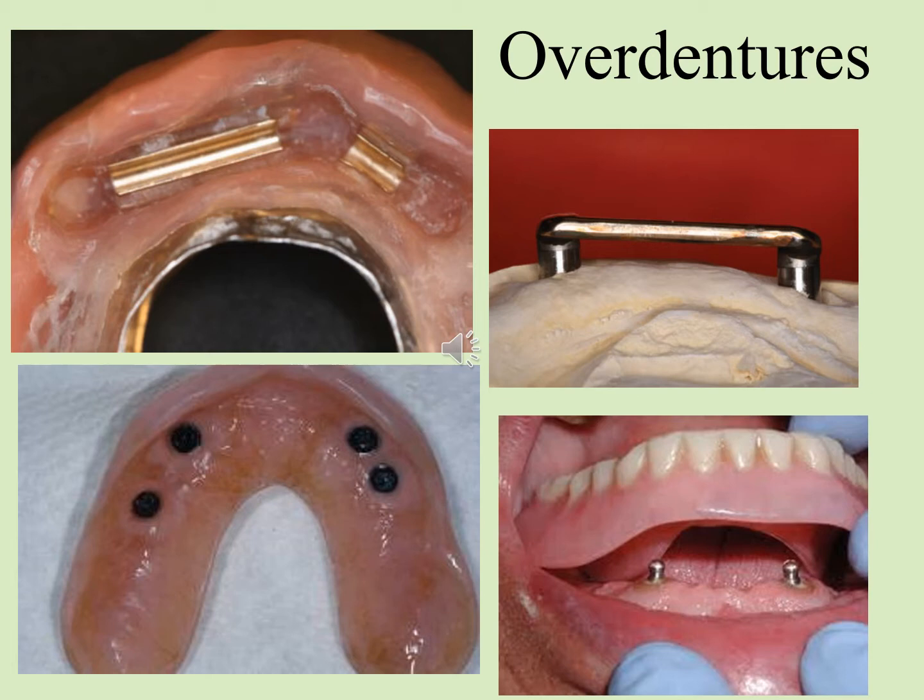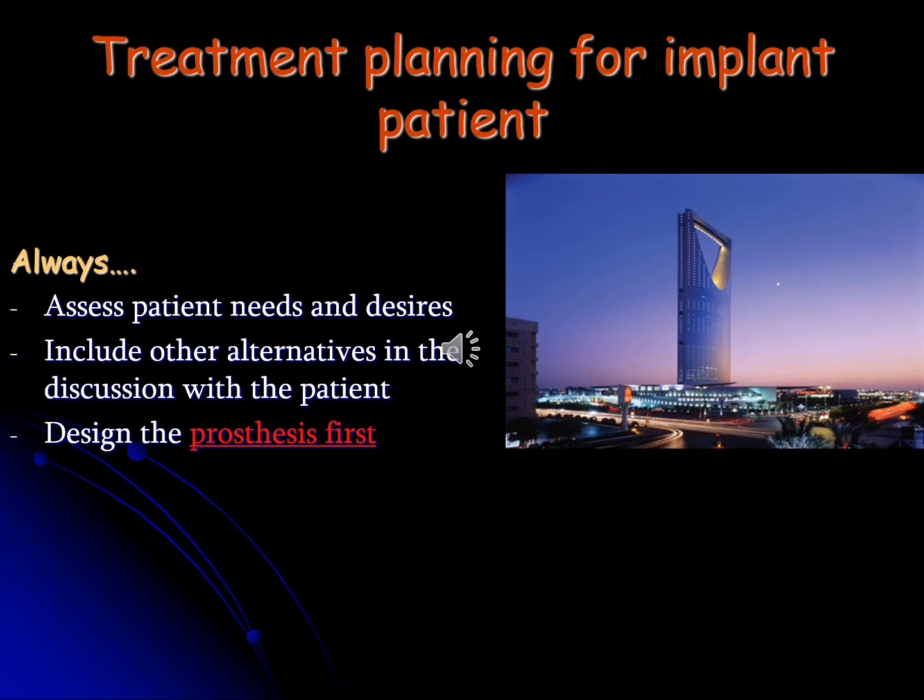function of these dentures. In a small summary, dental implants can solve the problem of a single missing tooth or multiple missing teeth or a full edentulous arch, and dental implants can support single tooth restoration or fixed bridge prosthesis or support a removable denture. For that, we should always assess the patient's needs and desires. We should know the chief complaint of the patient. We should include other alternative solutions in the discussion with the patient.